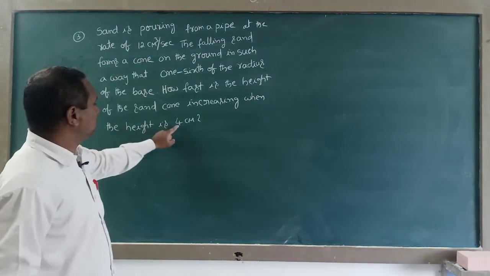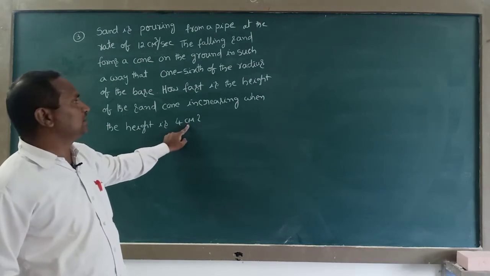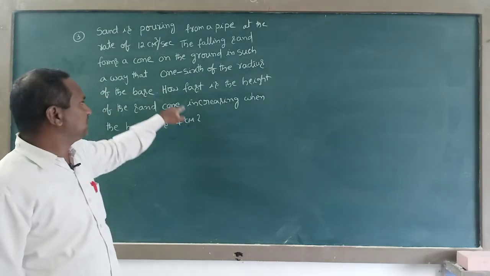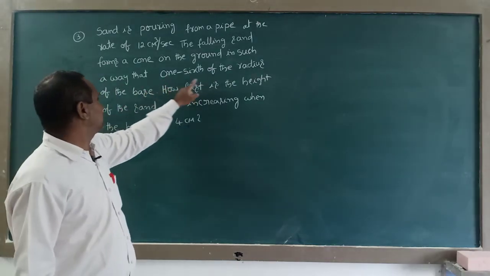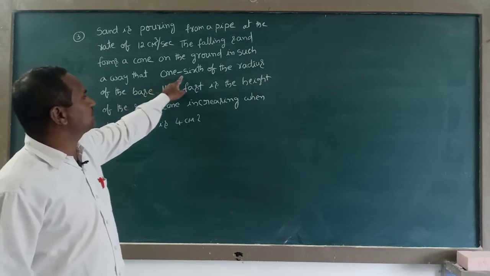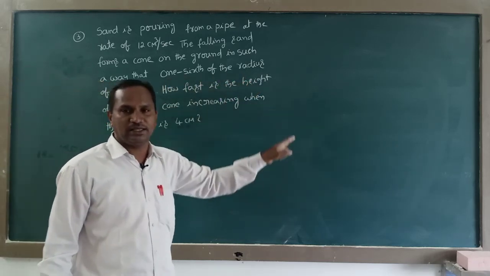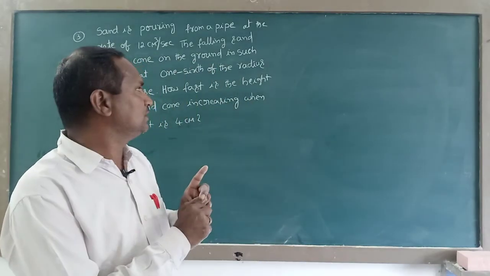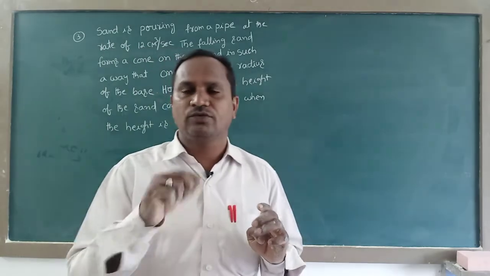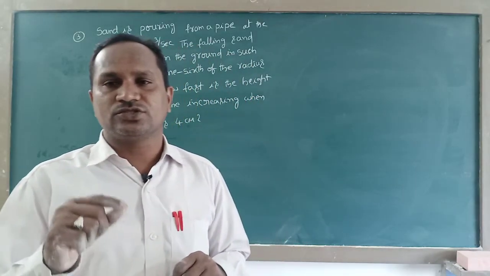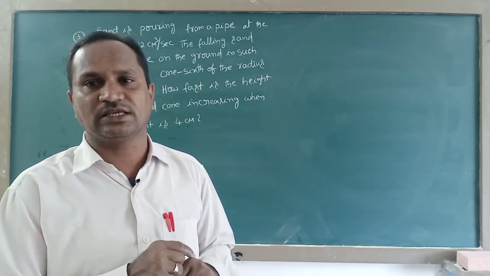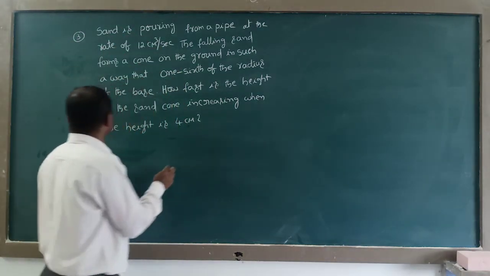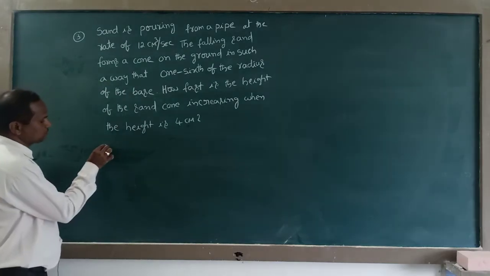At the same time, they gave that when height is 4 centimeters, what is the rate of change of height. They also mentioned that height is 1/6 of the radius. With the help of all these conditions, we have to find the rate of change of height for the given cone. So I am giving a diagram here. Let us now give the solution for this question.